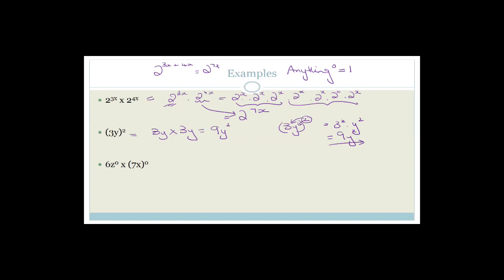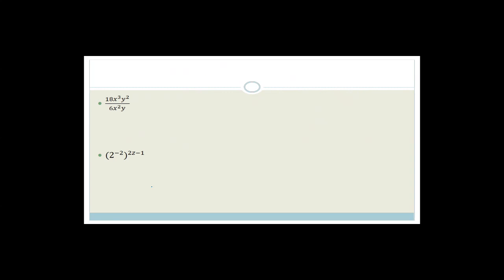So now we can do this example here, and I'm just going to change color so you can see what I'm doing. So we've got 6z to the 0 times 7x all to the 0. Okay, so now you need to be careful, because over here, the 0 only belongs to the z. So this is the same as saying 6 times 1 times the whole of this is to the power of 0, which means it's to the power of 1. So the answer is 6. Not too bad, hey? Let's do a couple more.